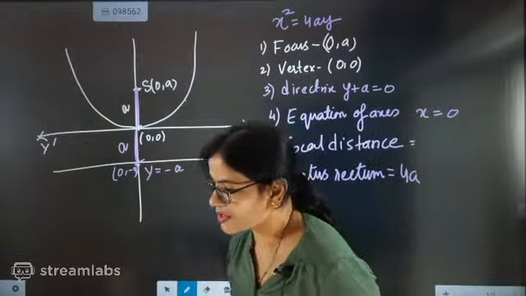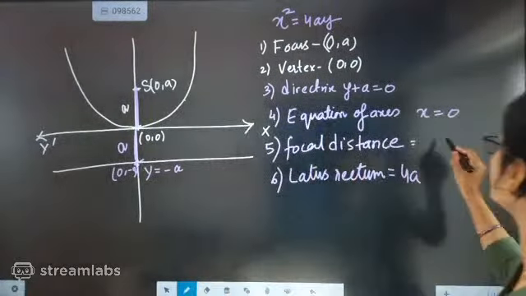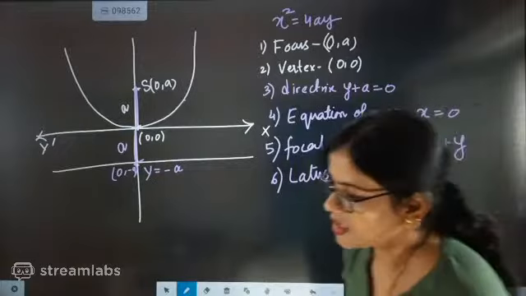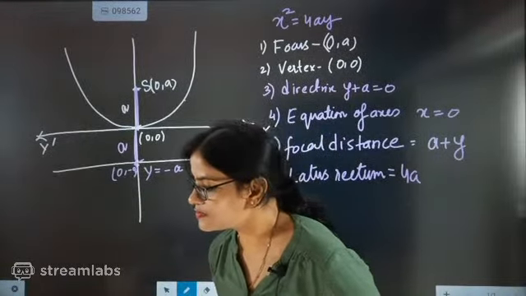What will be the equation? a plus y is absolutely correct. For the positive parabola, it will become a plus y. Everyone understood?